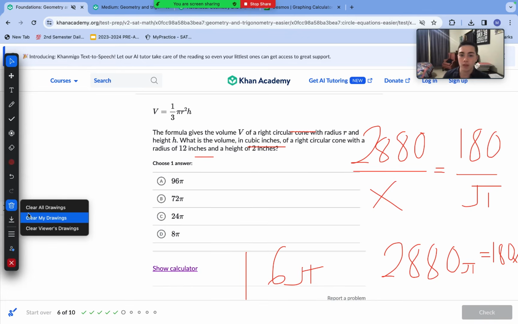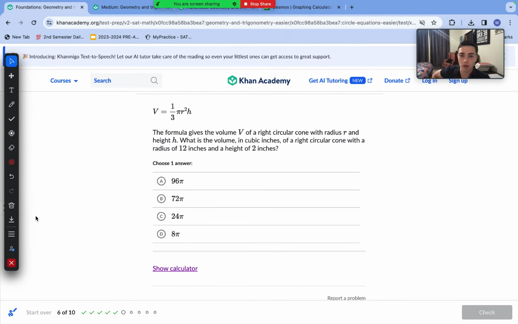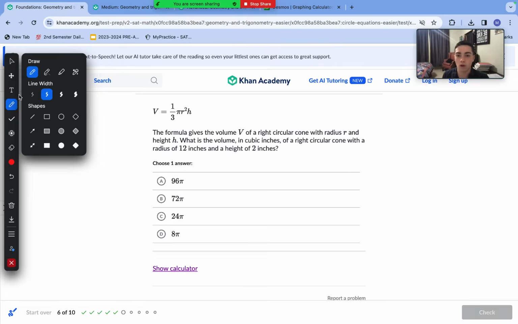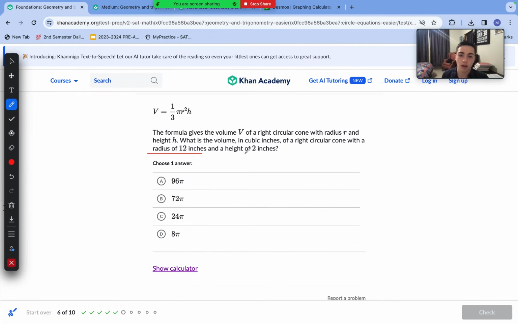Alright, we are given the volume of a right circular cone. And what is the volume with the radius of 12 and a height of 2? So in our formula, we have the r variable and the h variable, and we are given values for both of those, which we're just going to substitute into our formula here.